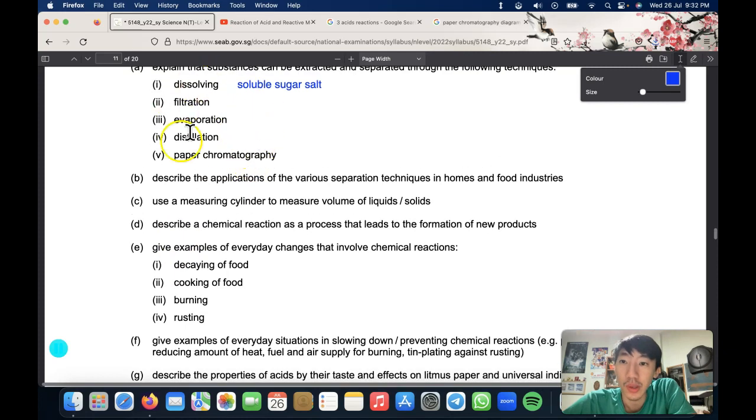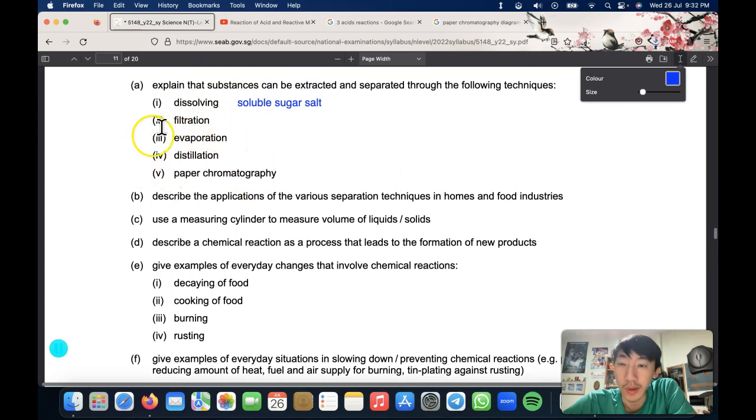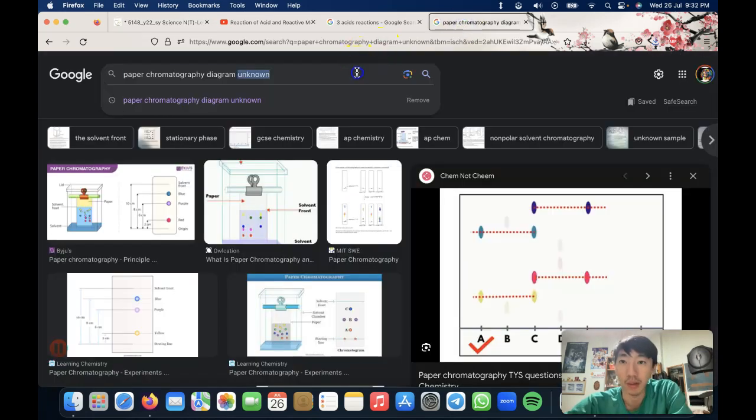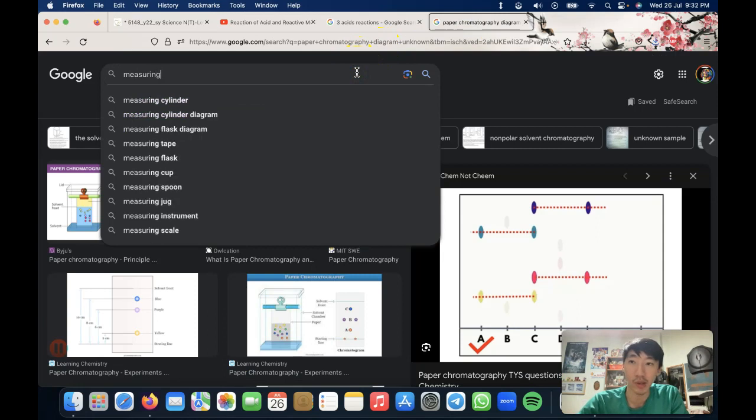Okay, so these 5 methods can all be applied in your home and your food industry. For example, if you do cooking, if you do any kind of food industry related things, you will need to know all these 5 techniques. Okay, now let's talk about using a measuring cylinder. Measuring cylinder is not too hard, but how do you read a measuring cylinder?